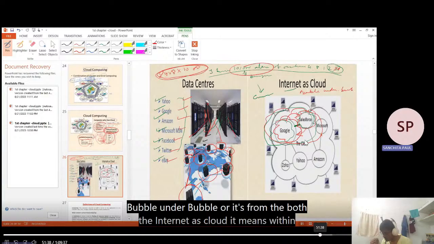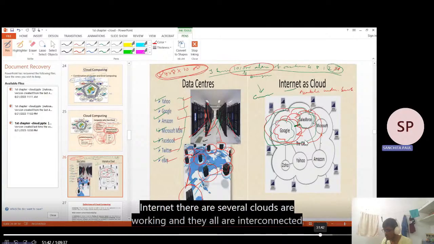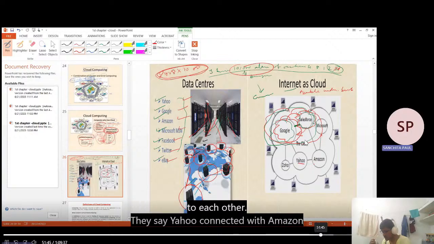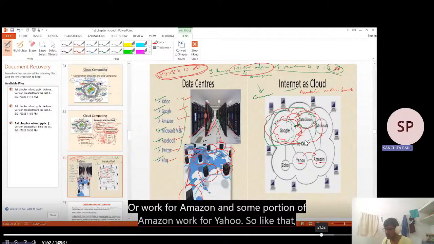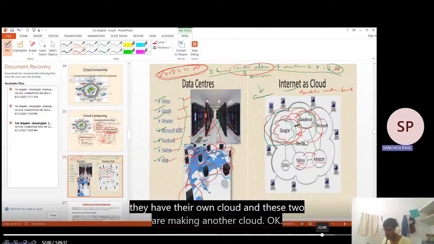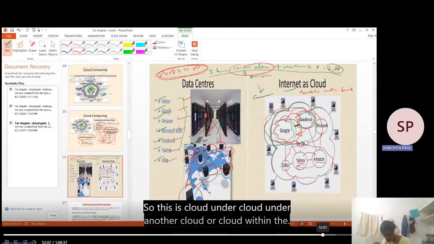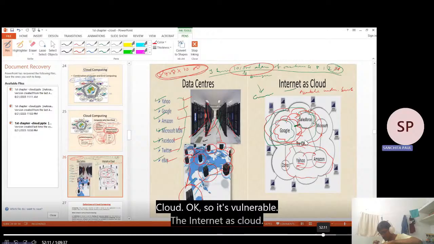It means within the internet, there are several clouds working and they are all interconnected to each other. Like Yahoo connected with Amazon directly, so some portion of Yahoo works for Amazon and some portion of Amazon works for Yahoo. So like that, they have their own cloud, and these two are making another cloud. Okay, so this is cloud under another cloud, or cloud within the cloud. So this we call internet as cloud.